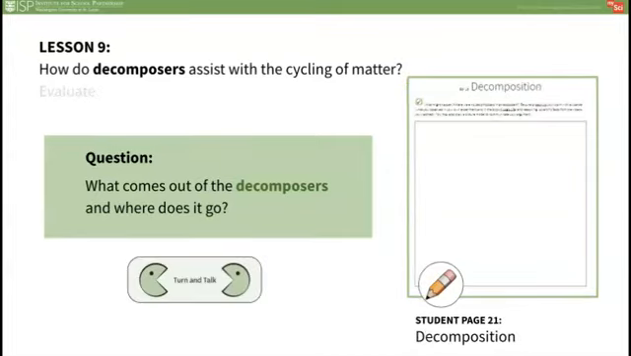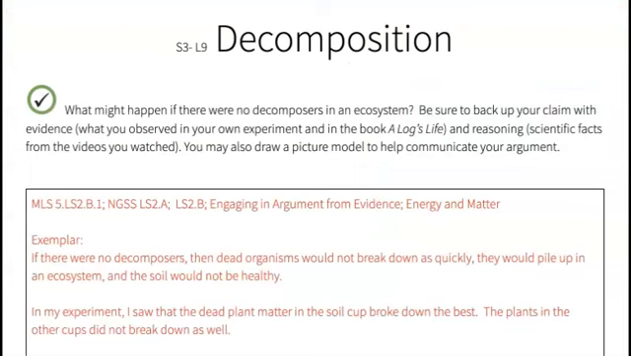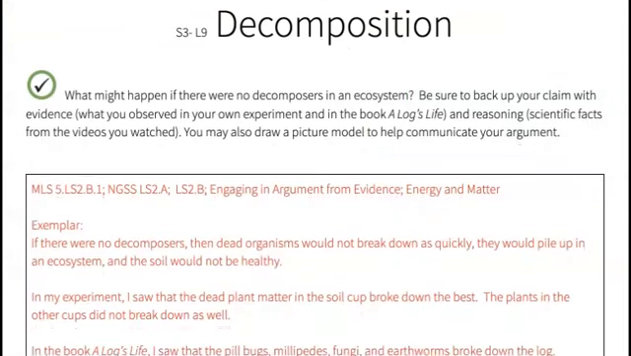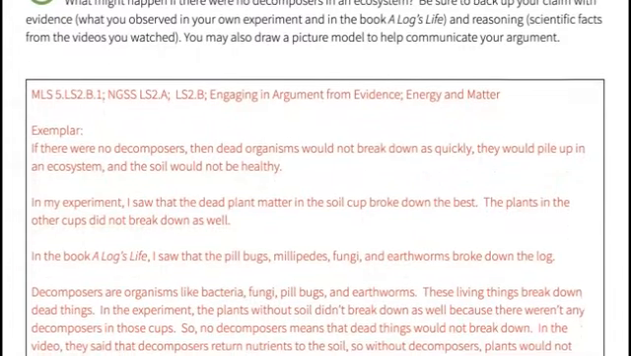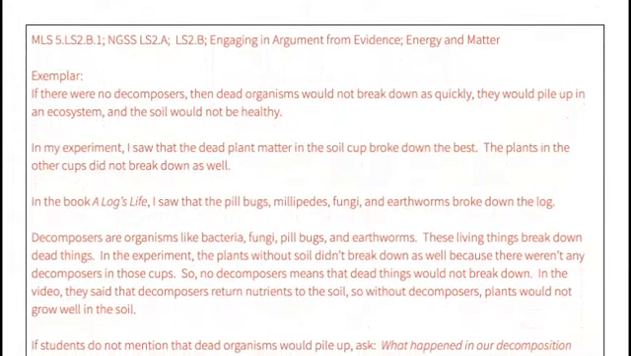In the evaluate portion of this lesson, have students complete the decomposition student page. When students are finished writing, have them turn and talk, then share a few answers to the whole class. Guidance is provided on teacher page 22, shown here.